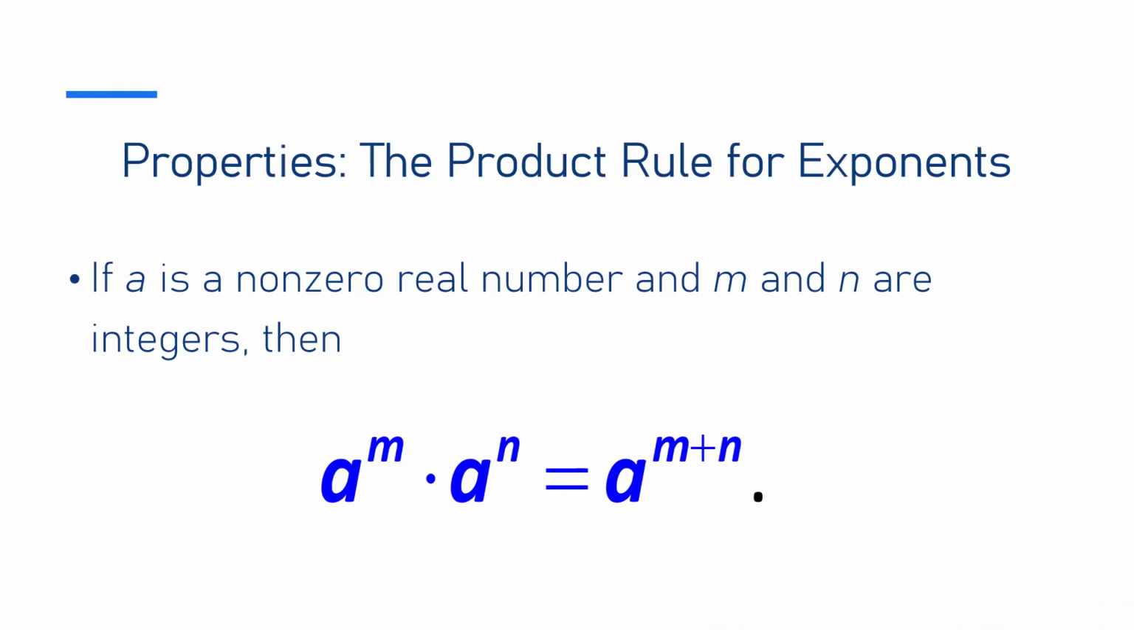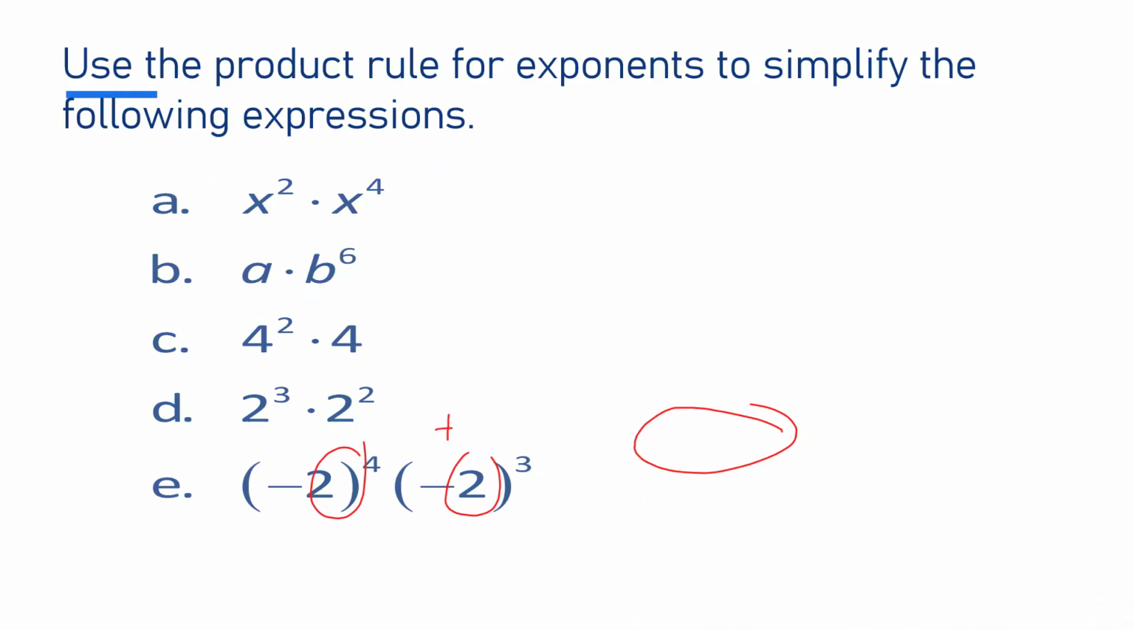All right. So let's look at it. So you have a as a non-zero real number, and m and n are going to be integers. Then a to the power m times a to the power n equals a to the power m plus n. So anytime you are multiplying exponents with the same base, a, you add the exponents. This is called the product rule. Let's look at some examples.